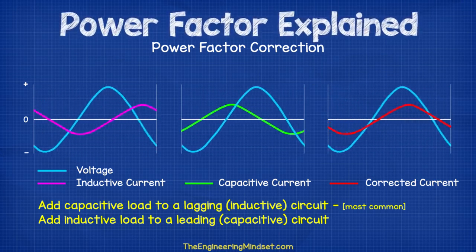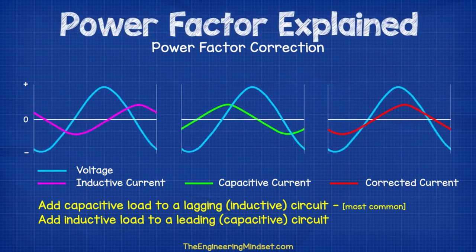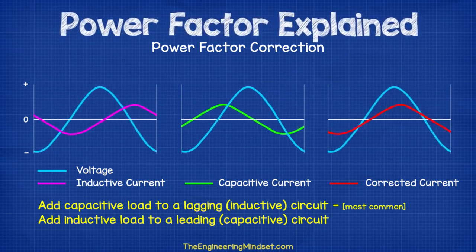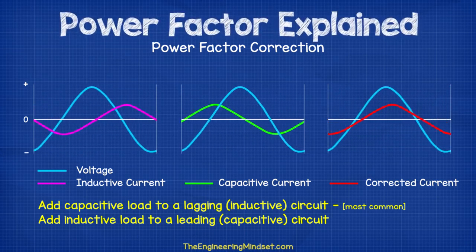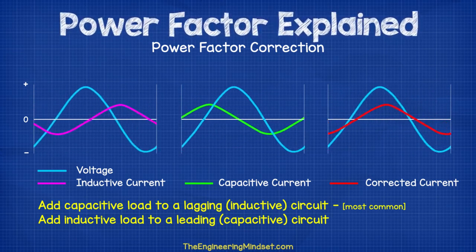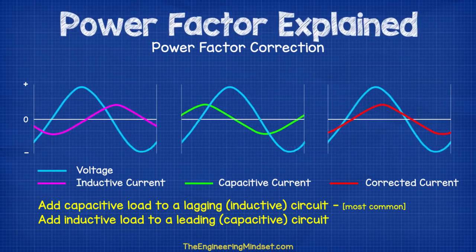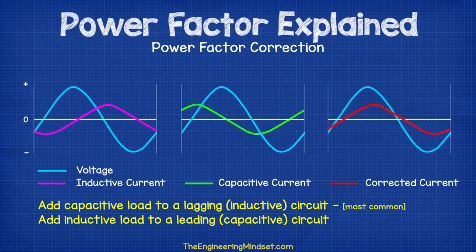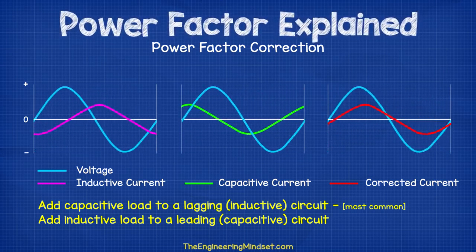If we have a lagging power factor caused by high inductive loads in the circuit, then we add capacitors. If we have a leading power factor caused by high capacitive loads, then we add an inductive load to the circuit. These need to be calculated, and we'll see some example calculations of this at the end of the video.